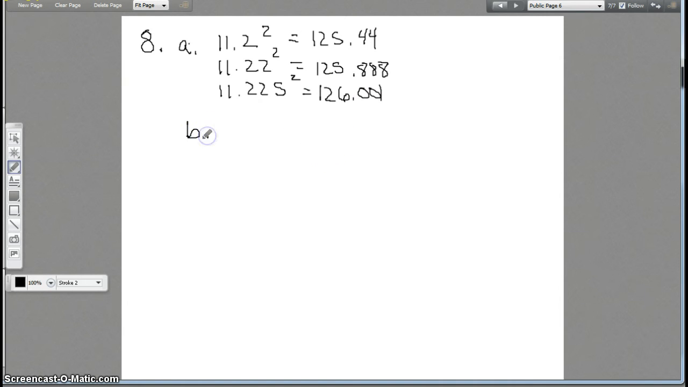Part B asks, which of these are smaller than the square root of 126 and which of these are larger than the square root of 126? So which ones are smaller than the square root of 126? That would be 11.2 and 11.22. Because when you square them, you get numbers that are less than 126. Which one is bigger? That's 11.225. So 11.2 and 11.22 are smaller, and 11.225 is bigger.